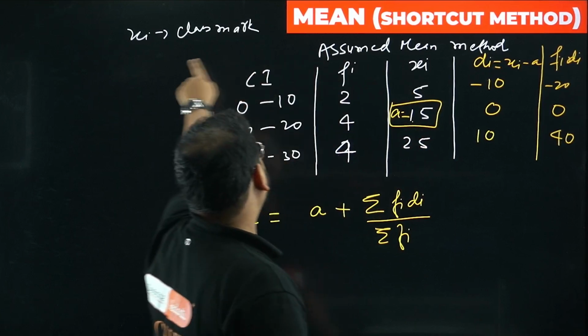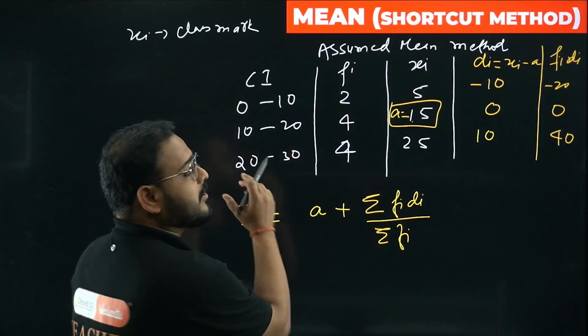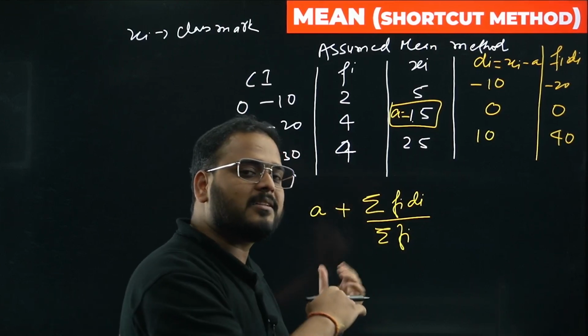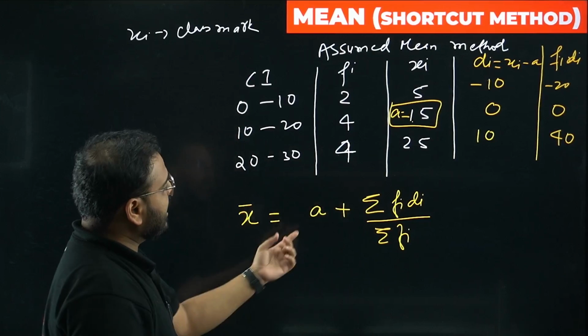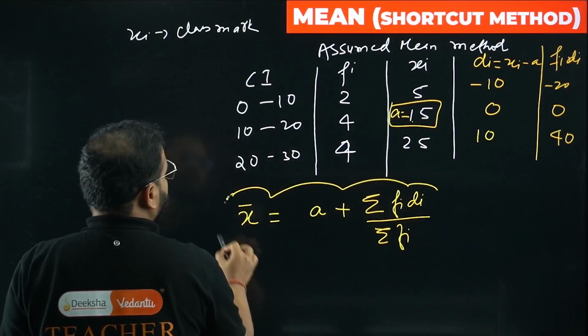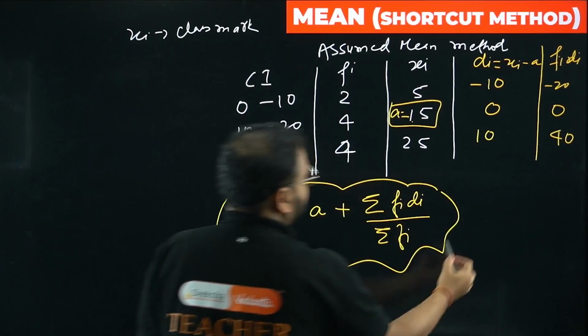Xi is what, sir? Class mark column. I hope this is very, very clear. I am putting effort over here because I want you to be very clear on this concept. Once you are able to understand this, you can solve any question coming on this particular concept. So a plus sigma fi di over sigma fi, this is the formula. Let's use this in the particular question.